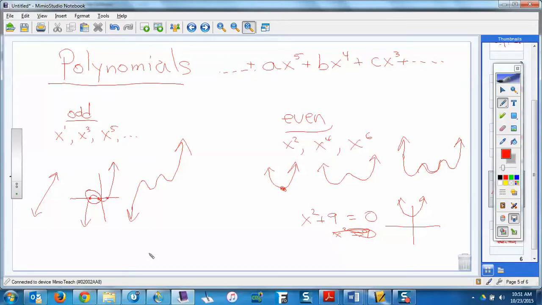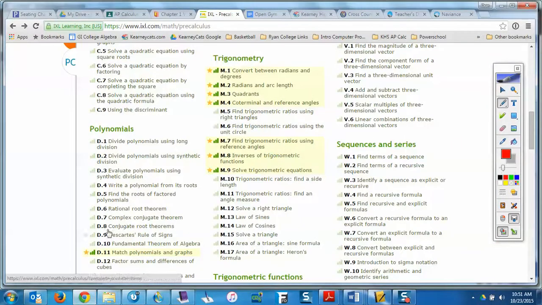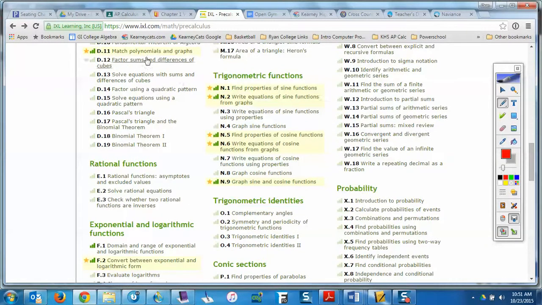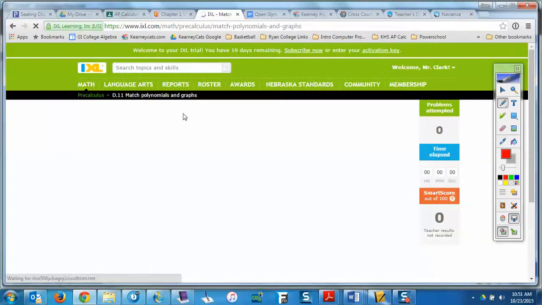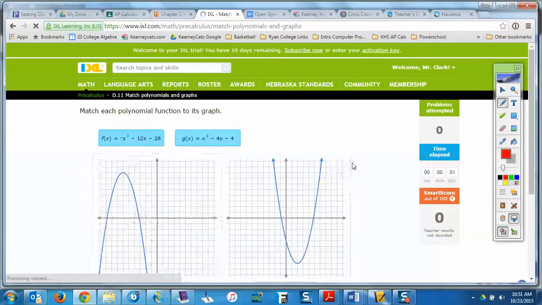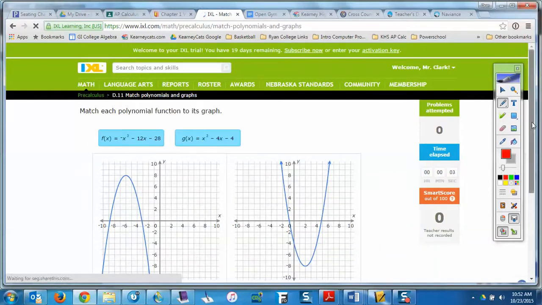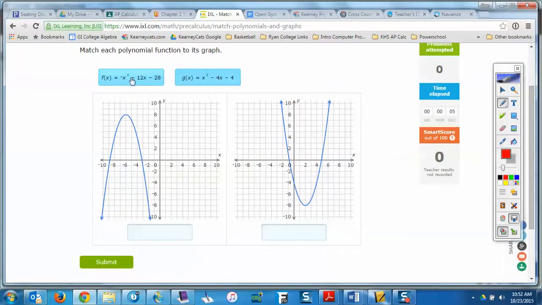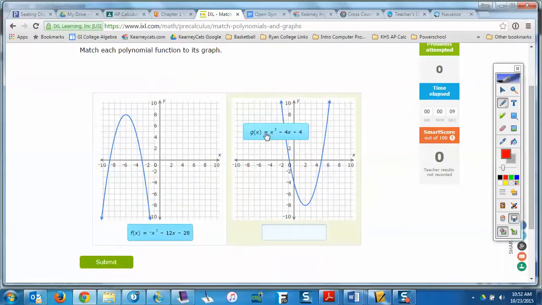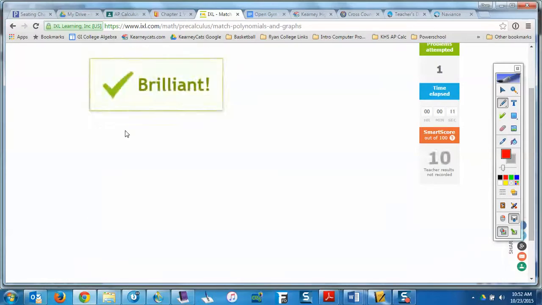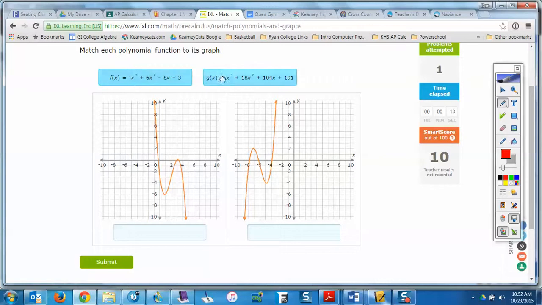Okay, well, I went into the IXL. We're not going to do a whole bunch of them, but one of the things I have starred here is matching polynomials and graphs. I thought I would look at a few of these. It starts out pretty simple. Here's an x squared and a negative x squared. So that one's negative, that one's positive. Okay, that's easy.